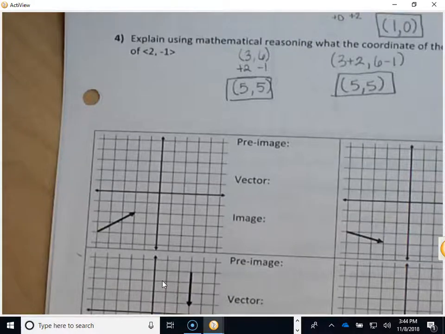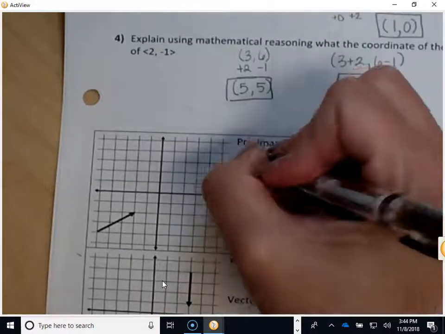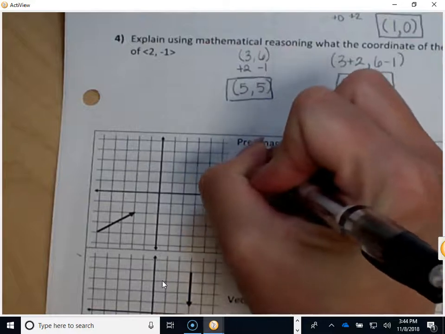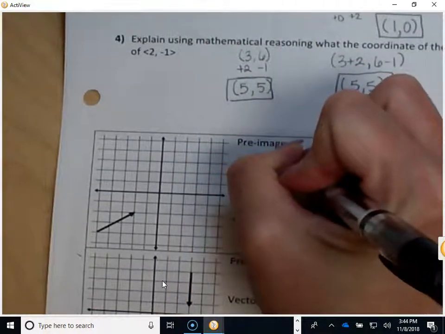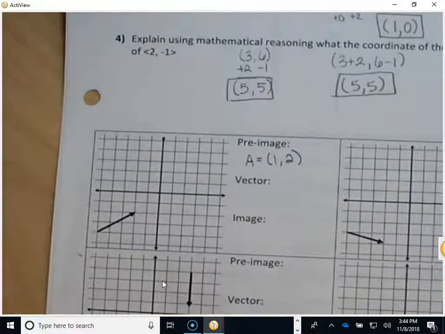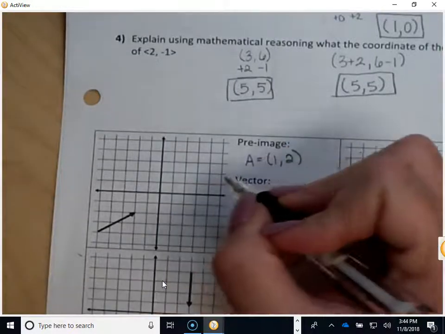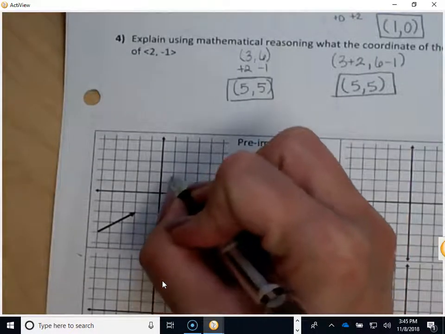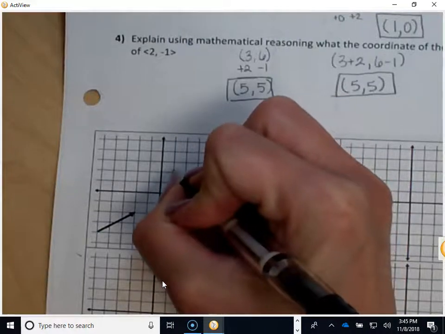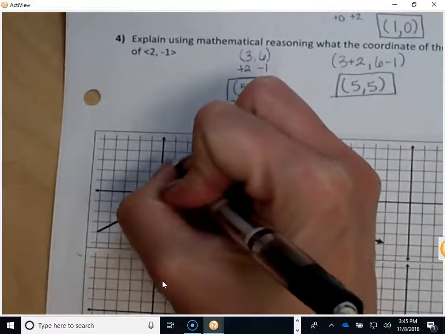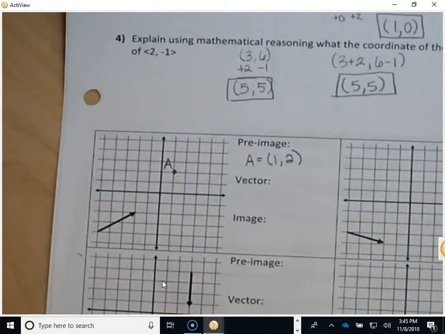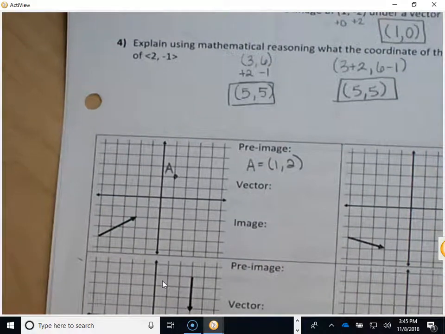So I'm going to give you point A, and it's going to be located at 1, 2. So after you write down the A, our pre-image is at 1, 2. I need you to go ahead and graph that. So to the right 1, up 2, there's our A. Okay? So we've got our pre-image now. Next, we need to write our notation for our vector. How we figure that out is based on that arrow that you see on the graph.